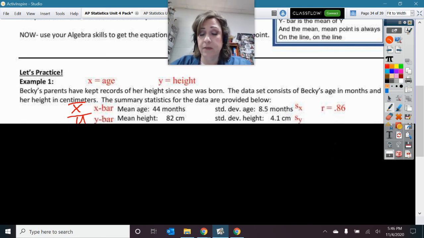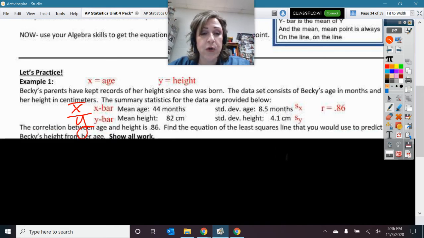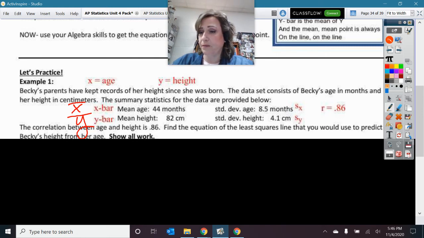And then over here, look, we got the standard deviation of the age. So that's the standard deviation of the X's, standard deviation of the Y. So that's the S of Y's. And then we know the correlation. Okay, because it tells us right here, correlation.